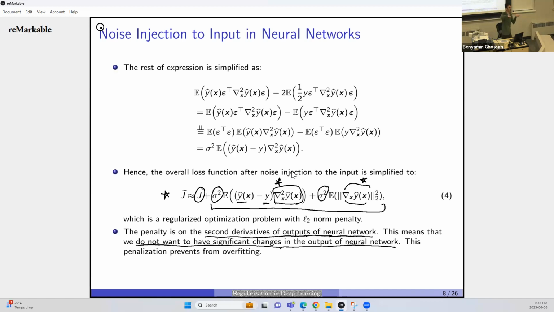That exactly means that I don't want to have huge variance. So I don't want to get overfitted, because overfitting means that I have huge variance. Do you remember? High variance, low bias. Did you understand why noise injection helps us not to overfit? That's the reason. Because we are penalizing overfitting. We are penalizing the variance of the output.